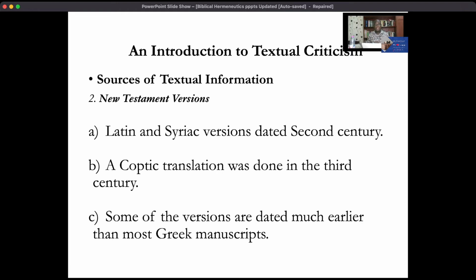The next source is the New Testament versions. We have several versions. Latin, Syriac versions dated 2nd century AD. We have Coptic translation, also dated 3rd century. Some of the versions are dated much earlier than most Greek versions, so we must pay attention to versions.